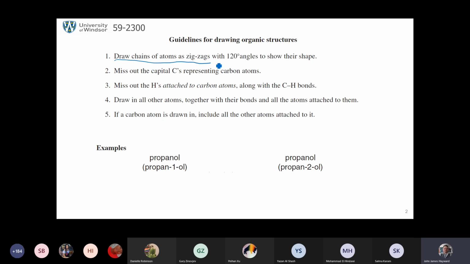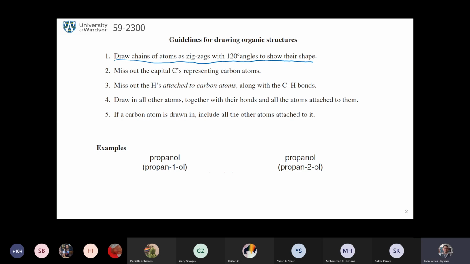These are just some easy rules. Draw chains of atoms as zigzags with 120 degree angles approximately to show their shape. Miss out all of the capital C's representing carbon atoms. Miss out the H's attached to carbon atoms along with the CH bonds. Draw in everything else.